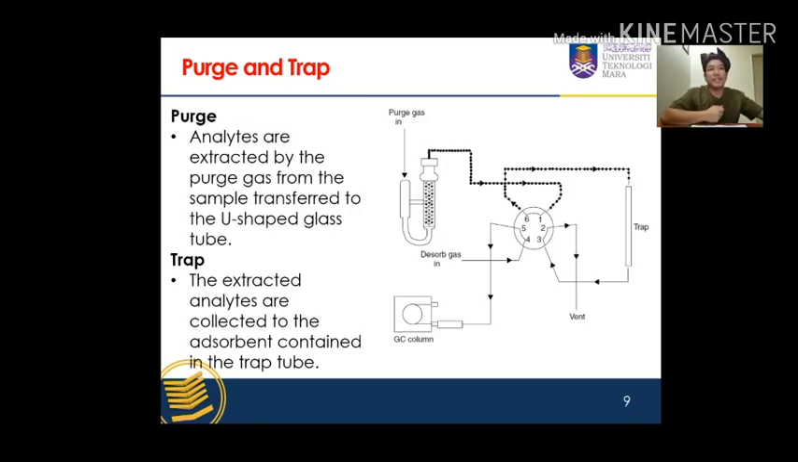So there are three methods actually in the push and trap method. The first one is sample purging. The second one is analyte trapping. And the third one is disruption of analyte for analysis.